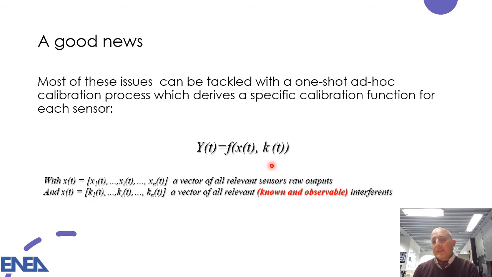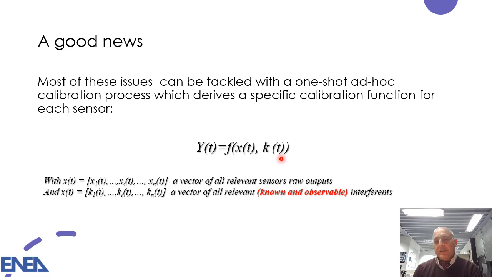observable interferences. So, first of all, we have to understand which are the interferences, and we have to provide a way to obtain quantitative information on the interferences. So we can try to find a model F, inverting a sensor model, which is capable of estimating the concentration starting from the data that we obtain from the sensors and the observable and known interferences.